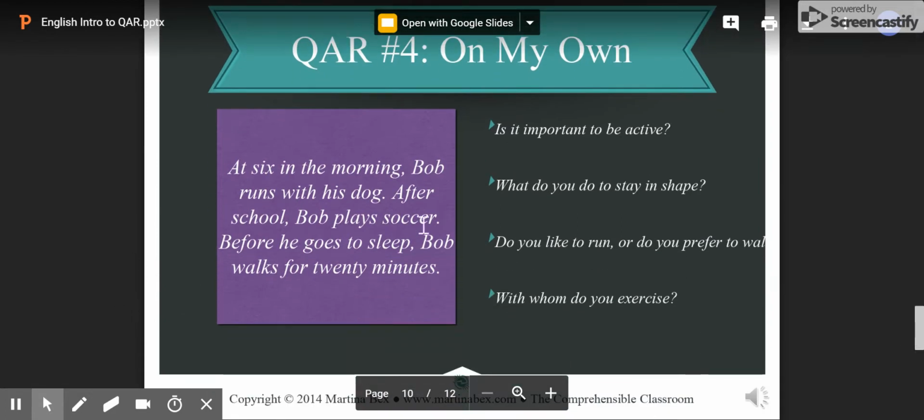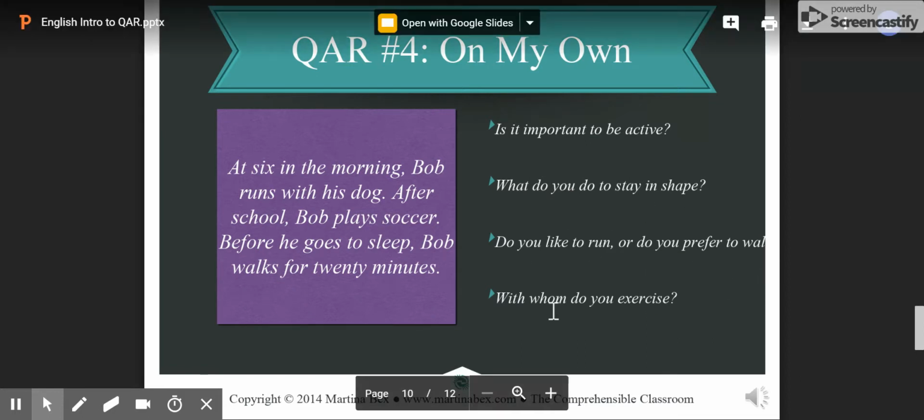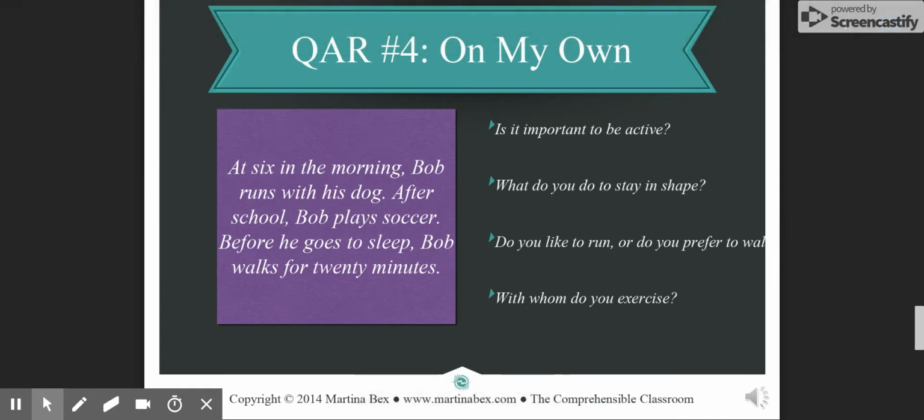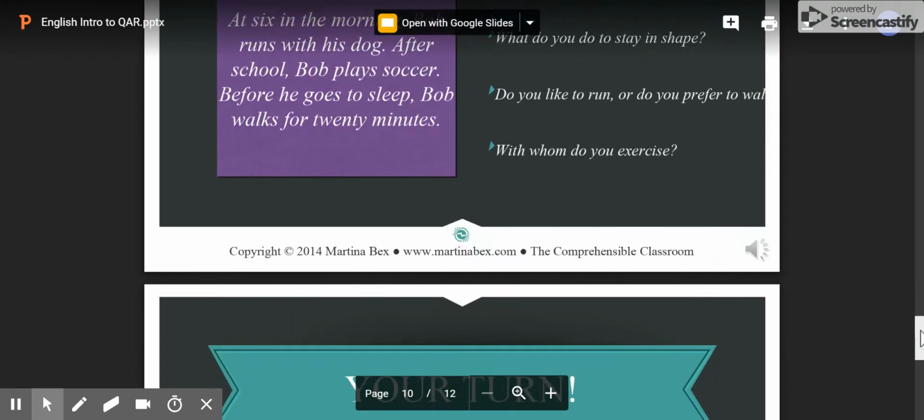Now, if you were to cover up the text over here in purple, you would be able to answer all four of these questions without the text at all. They can stand alone. The first question is, is it important to be active? What do you do to stay in shape? Do you like to run or do you prefer to walk? With whom do you exercise? All of these questions stand alone. They're on my own questions because you, the reader, can answer them without any text that it goes along with. They stand alone.